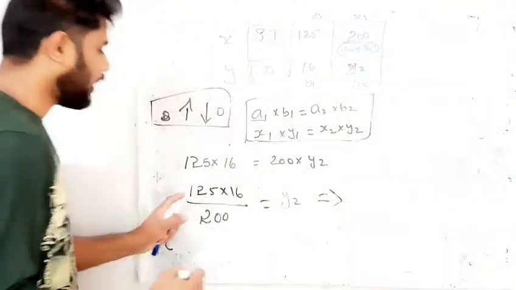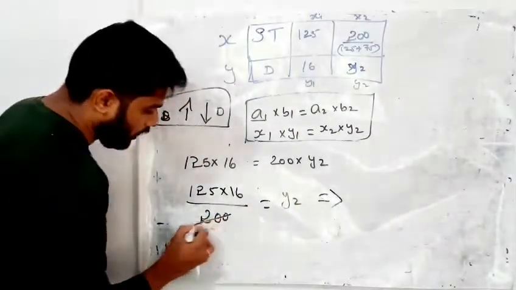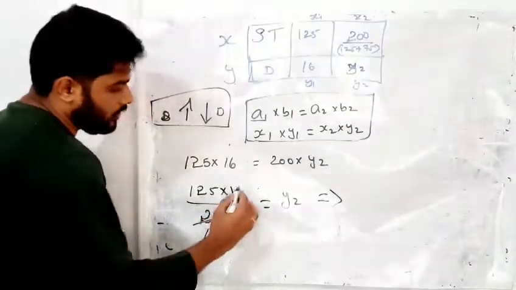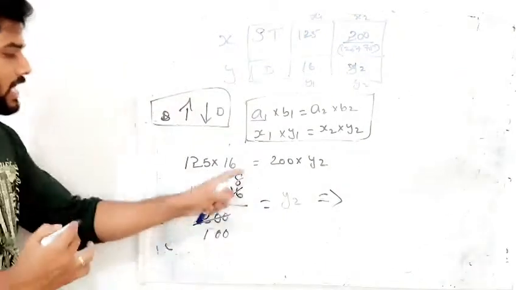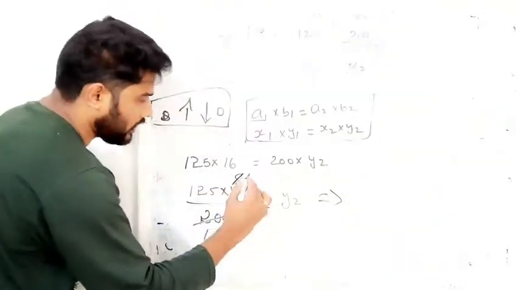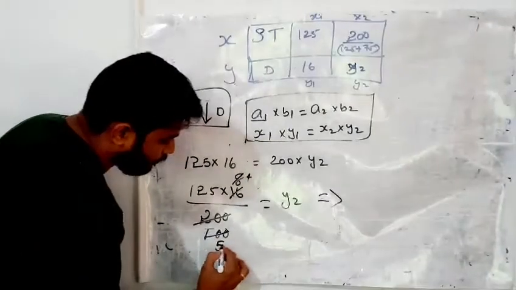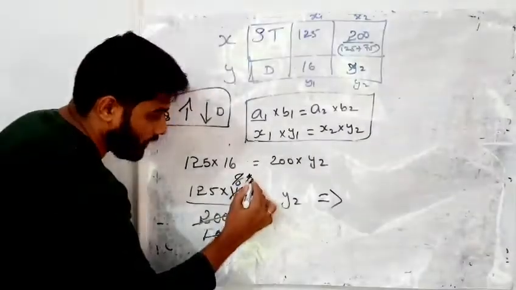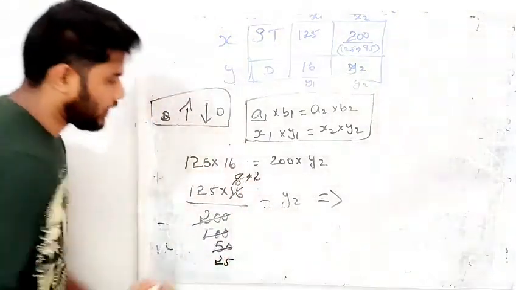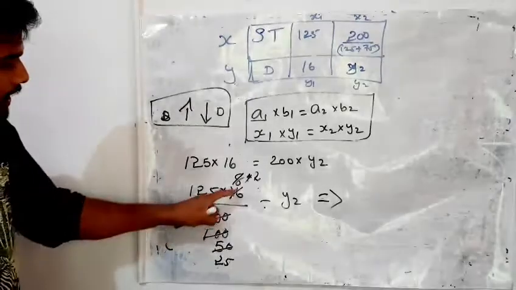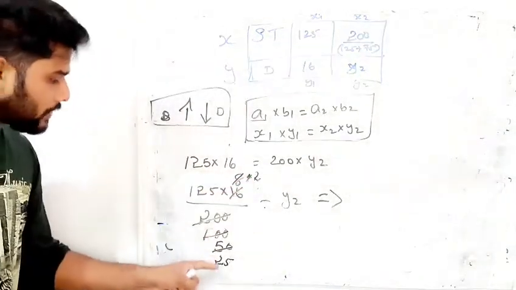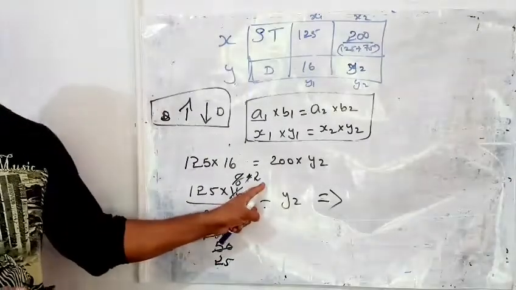Now the next step I will write. Before that I will cut this one with 2. Then it will become 100 and 8. 8 twos are 16, 100 twos are 200. Again I will cut with 2. Then it became 4 and 50. Again cutting with 2, it became 2 and 25. Understood?